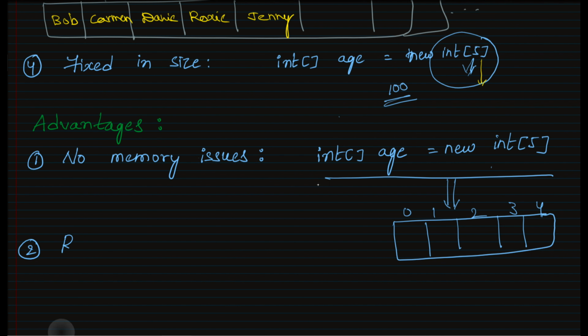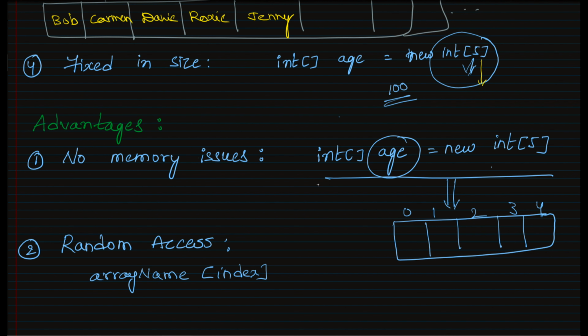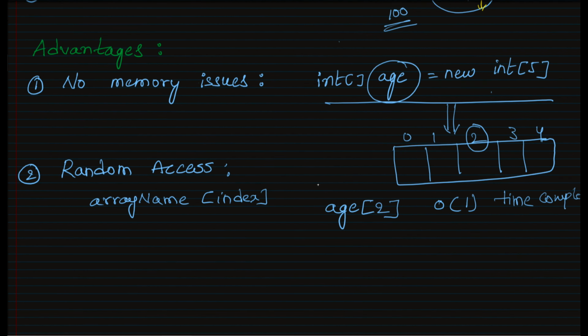Second one is random access. Array elements can be accessed simply by knowing the index. How do we access? Array name and index. In this case, because age is our array name, if I want to know the age at index 2, I will simply give age[2], which takes just order of 1 time complexity.